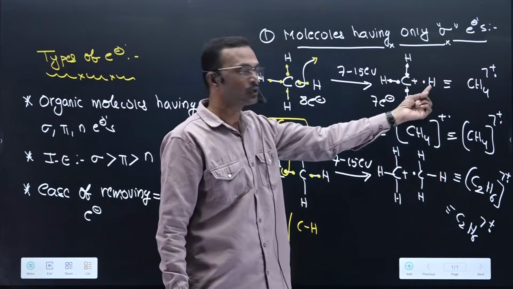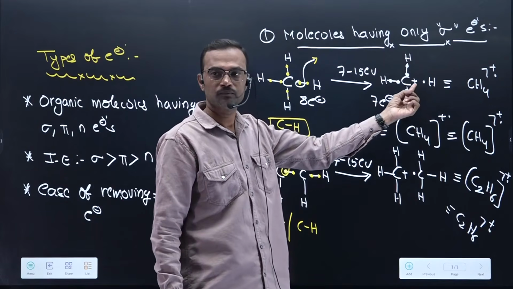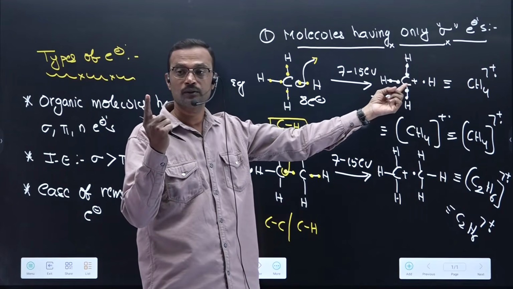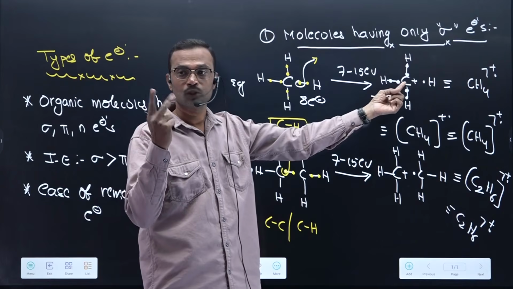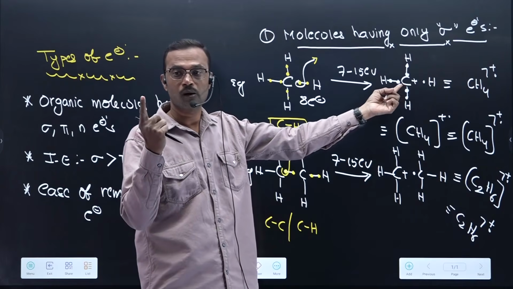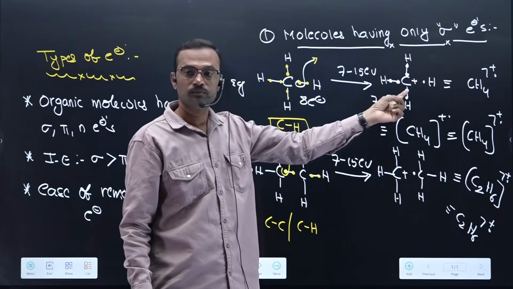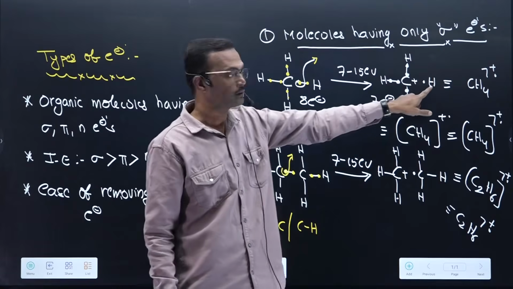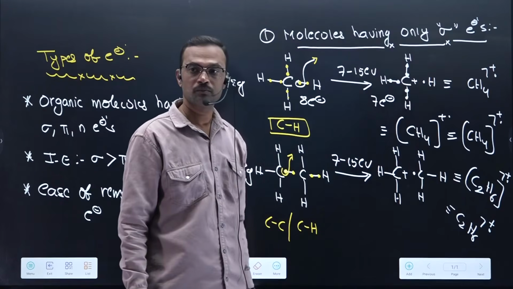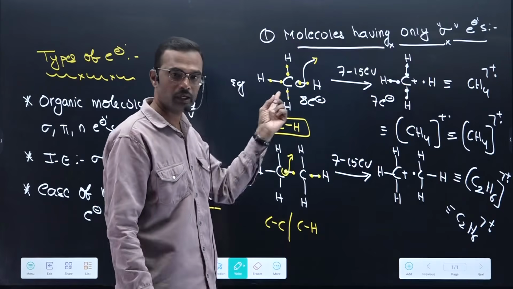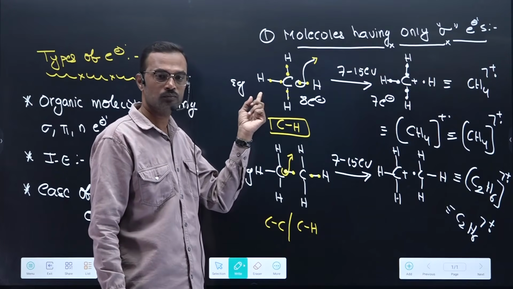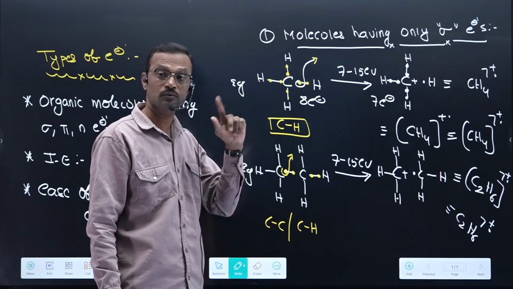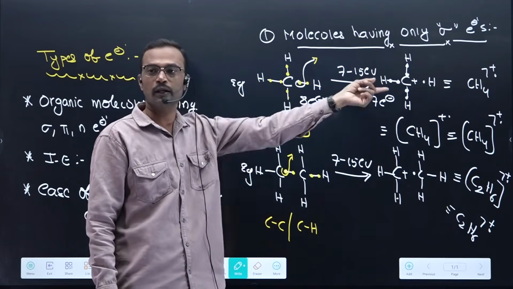In this molecule, how many two center one electron bonds are present? In this, how many two center one electron bonds? One. This side, how many two center two electron bonds? Three. Here, how many two center two electron bonds? Four. How many two center one electron bonds? None. That is the difference between a molecular ion and a molecule.